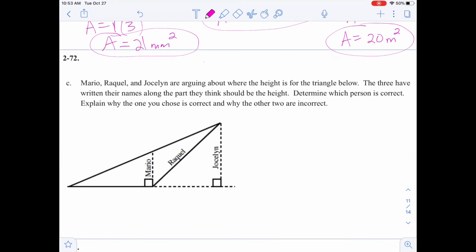Okay, this is the last question for the notes. Mario, Raquel, and Jocelyn are arguing about where the height is for the triangle below. The 3 have written their names along the part that they think should be the height. Determine which person is correct. Explain why the one you chose is correct and why the other 2 are incorrect. So I'm going to give you about 30 seconds to figure it out. We're going to do like a Dora the Explorer kind of activity where I give you some time to respond, and you're going to write it down or think about it. And if you want, you can shout it out just like Dora, and then I'll tell you in a moment.